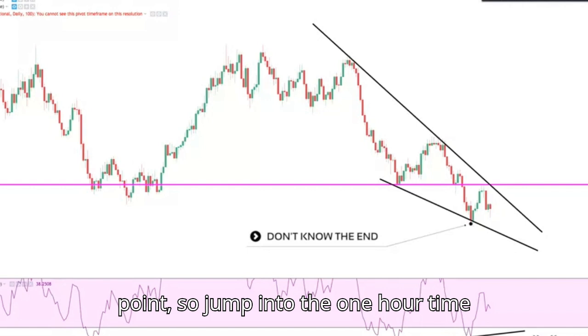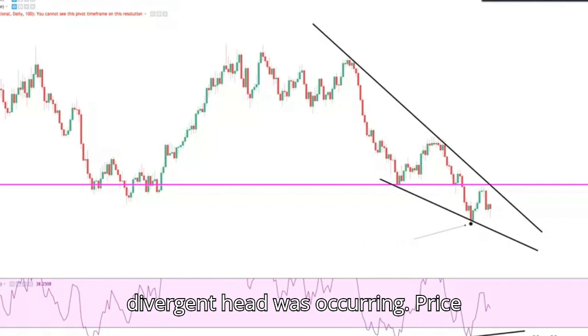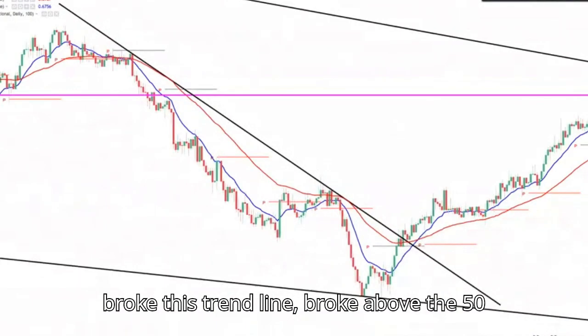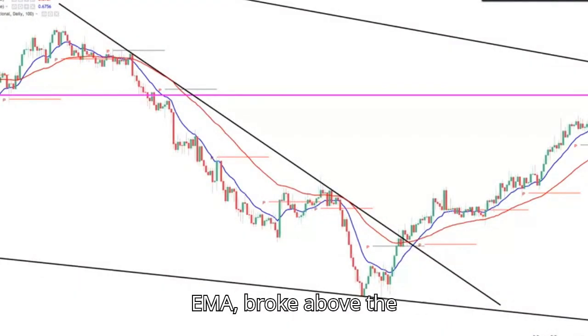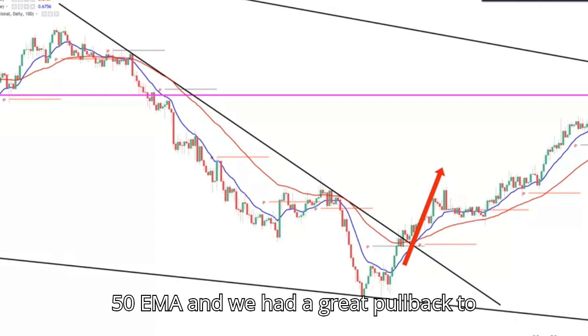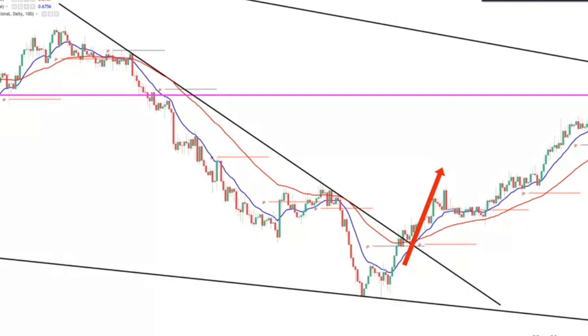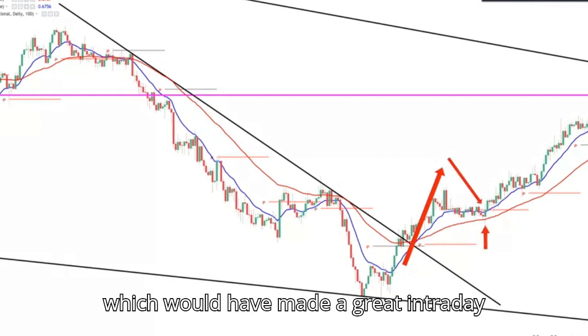So jump into the 1 hour time frame. Again, this is where the second divergent head was occurring. Price broke this trend line, broke above the 50 EMA, broke above the pivots, the 14 EMA then crossed the 50 EMA, and we had a great pullback to reject the 50 EMA and the pivot area with a great bullish green long wick candle, which would have made a great intraday quick trade.